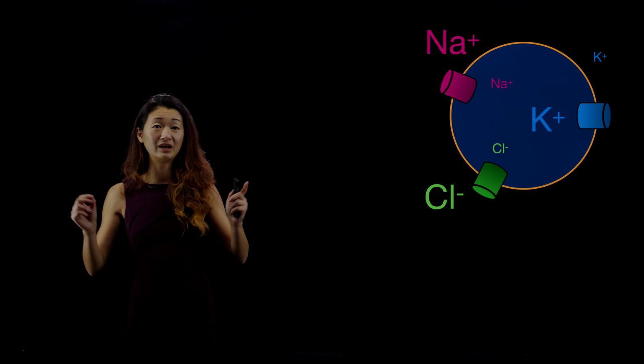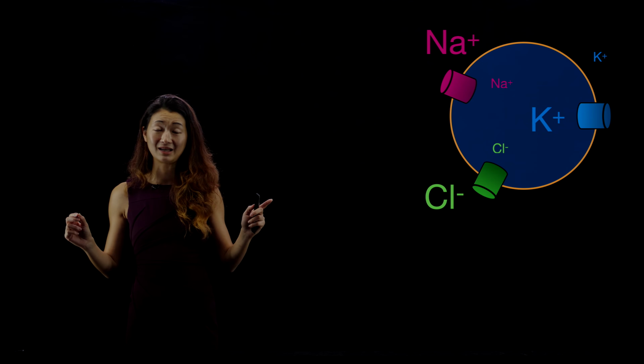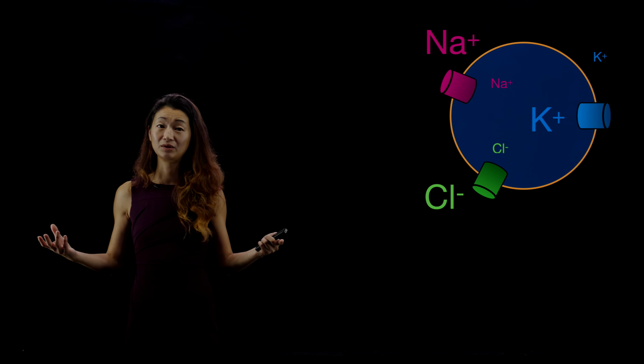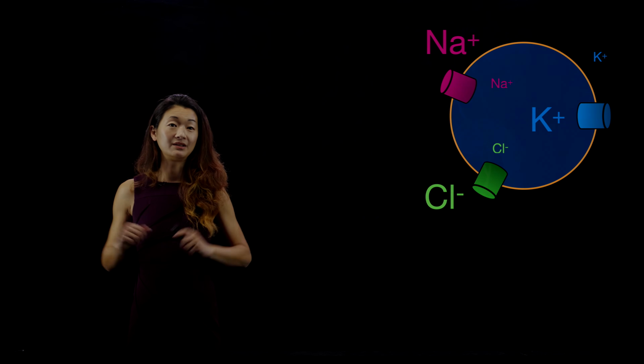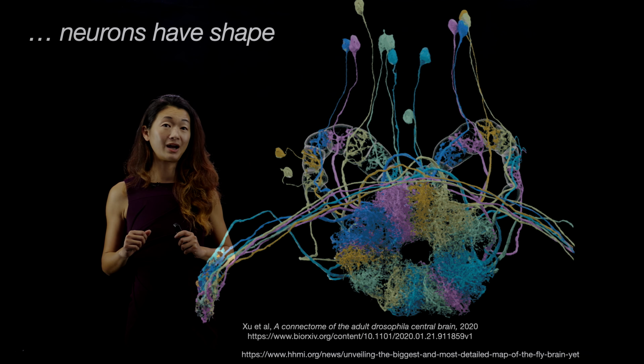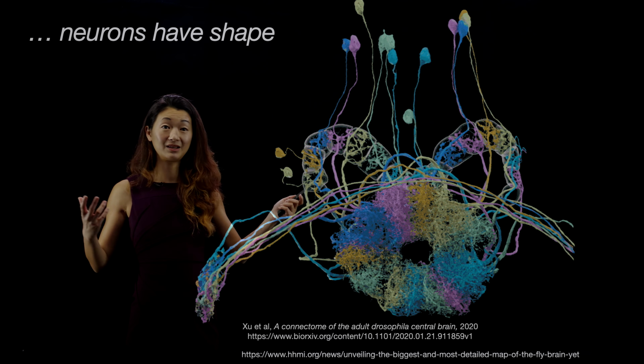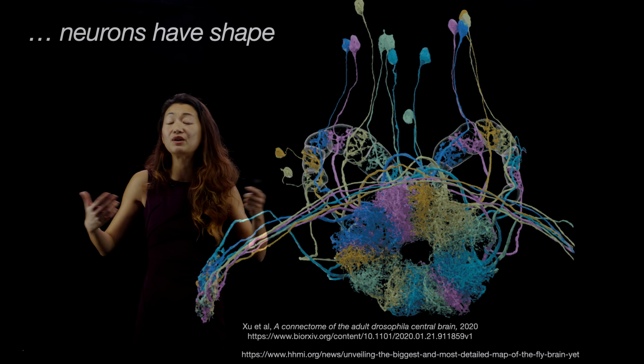They are super long and thin, and their entire job, in many cases, is to get information quickly from one end of the body to a different end of the body. This is really important if you happen to have neurons that have shape, right? This is why they have shape. This is why they're not spherical blobs.